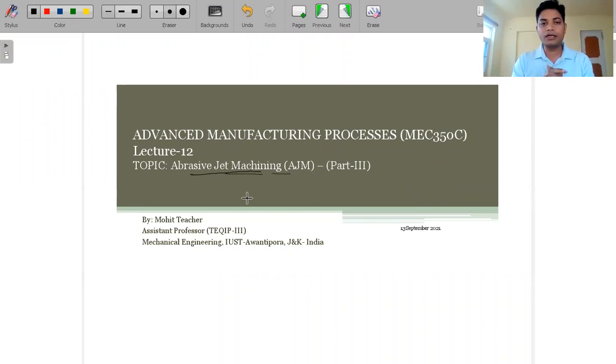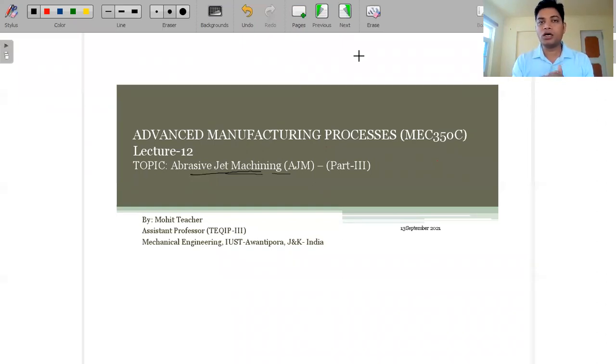We started with the principle part. We discussed the working of this abrasive jet machining. Then in the last lecture, after the working, we discussed the modeling of material removal rate, and we completely discussed the numerical portion of these abrasive jet machining processes. That is how this material removal rate will be formed.